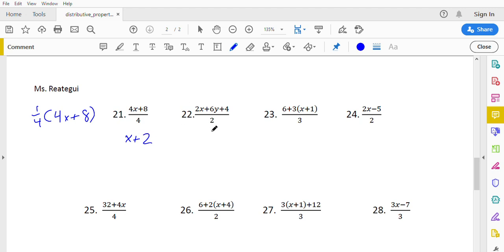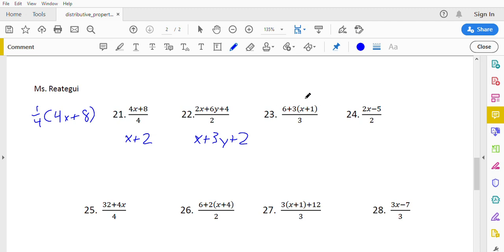Okay? Here, again, 2 divided by 2 is 1x. 6 divided by 2 is going to be 3y. And 4 divided by 2 is going to be 2. So again, you want a basic skill to practice with your kids, just straight division. If you guys want to use a calculator, use a calculator if you have to.